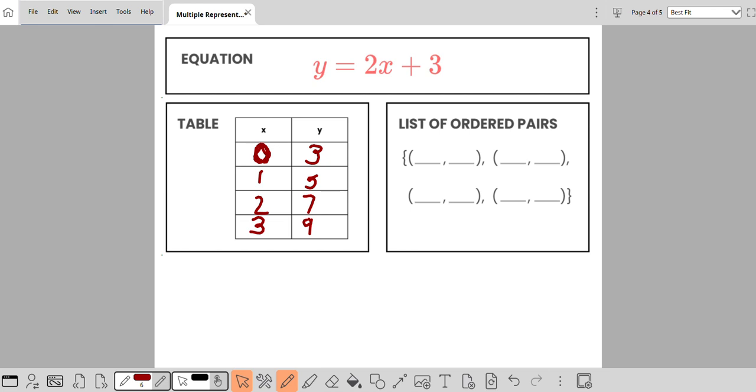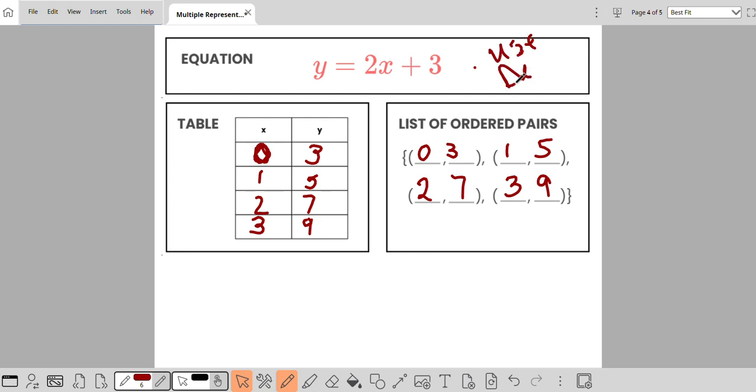Once we have a table, the list of ordered pairs is pretty quick. So we know the first ordered pair would be (0, 3). The second one would be (1, 5). The third one would be (2, 7). And the fourth one would be (3, 9). All right, so make sure that you're just very careful. Like I said, you can do this in your head, or I suggest use Desmos.